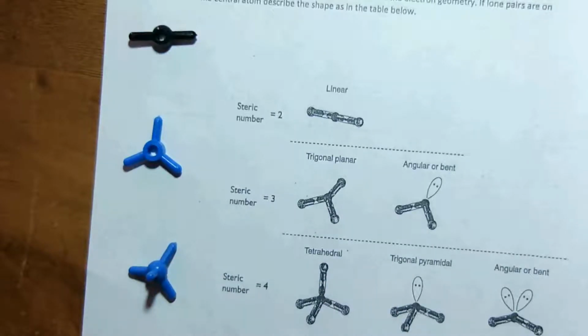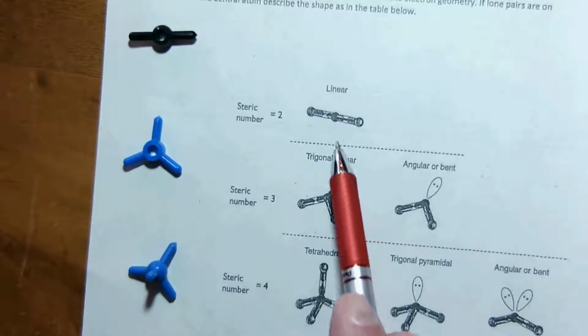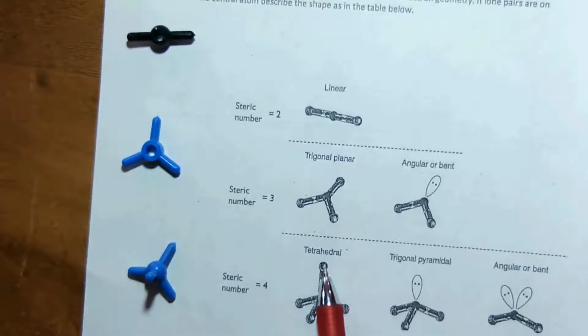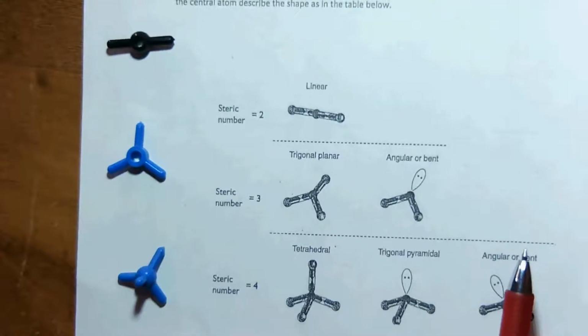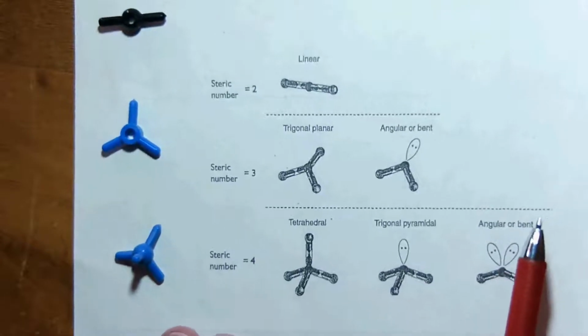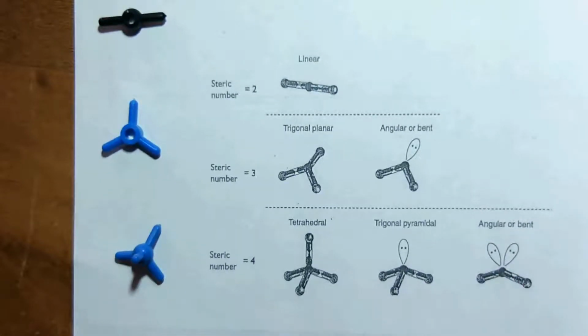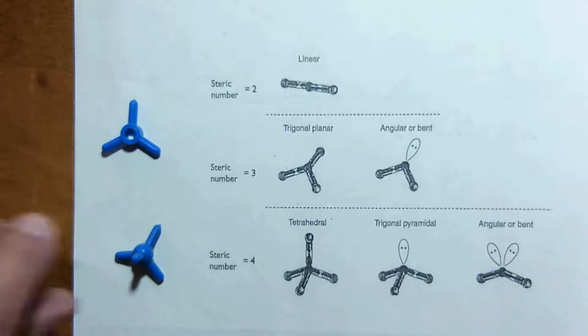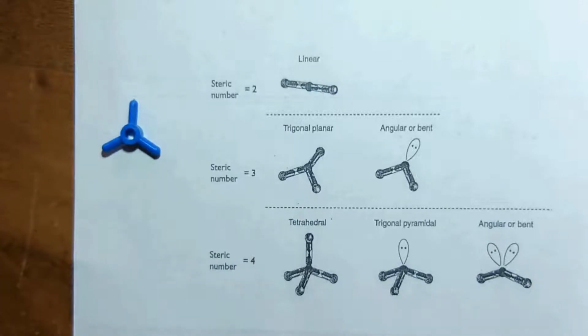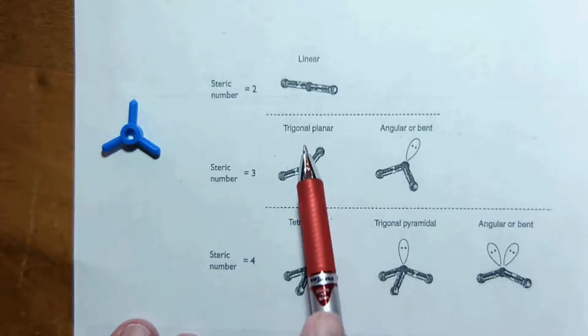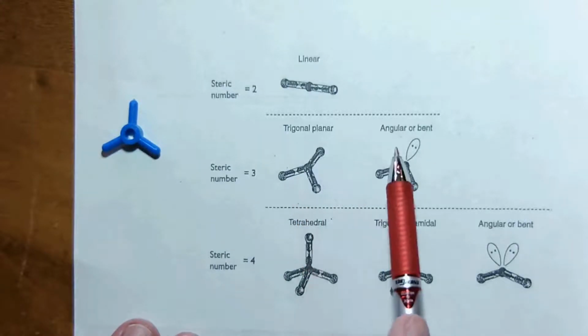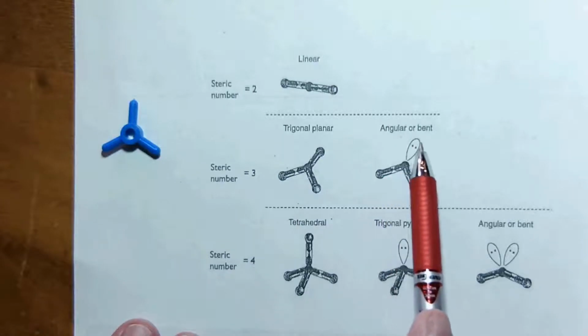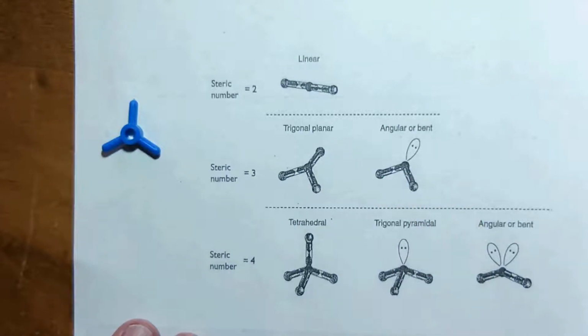Now, if there's no lone pairs on your molecule, the shape of the molecule is given in this column: linear, trigonal planar, or tetrahedral. Here's the catch with VSEPR theory that sometimes bugs people a little bit. Let's take a look at an example for steric number 3. You could have a steric number of 3, but the shape of the molecule might not be described as trigonal planar. It might be described as angular or bent. What's going on there?